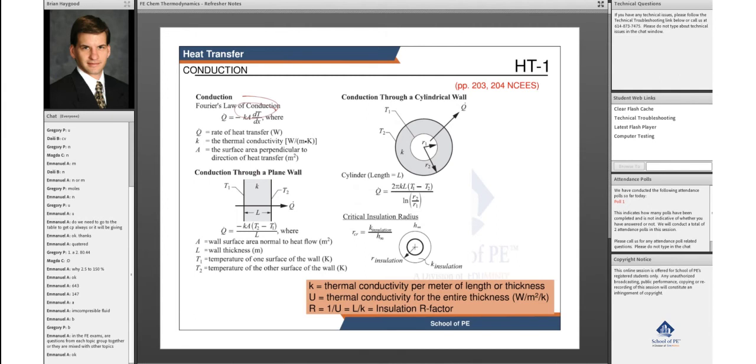So a simple little equation there. This Q does have a dot over it, so that's the rate of heat transfer. That's actually joules per second, or watts. That's why it's watts.